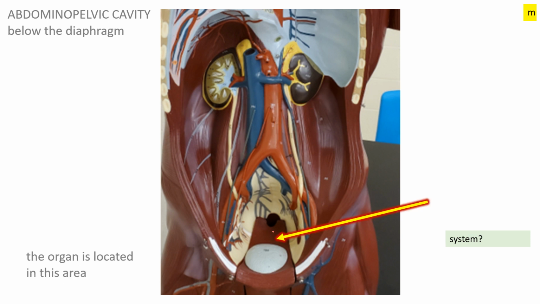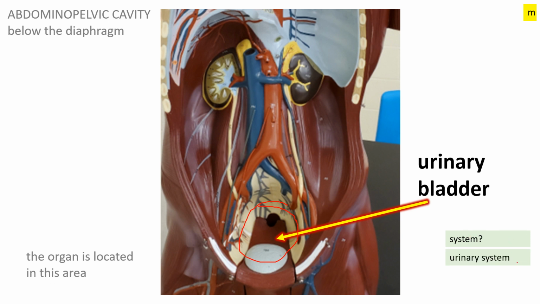Okay, letter M is going to be in this area right here. Notice there is nothing right there. This is going to be the bladder or the urinary bladder. I don't care if you put urinary bladder or bladder. Either one is perfectly acceptable. And this is going to be in what system? The urinary system.